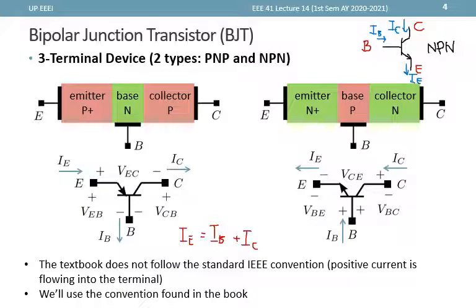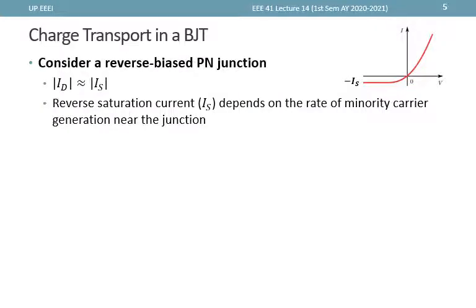Now, this equation is also applicable for NPN. If you perform KCL here, then this equation should still hold true. Now, let's discuss the charge transport in a BJT. But before starting with that, we'll review first what happens in a PN junction, specifically under reverse bias conditions.